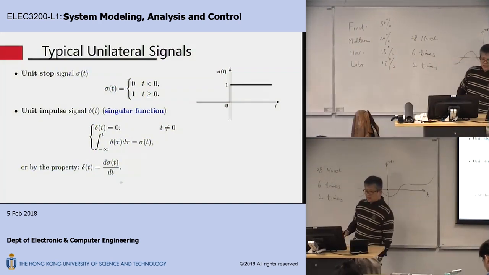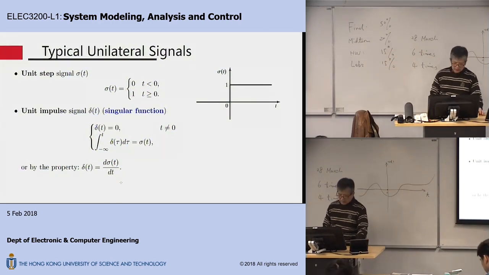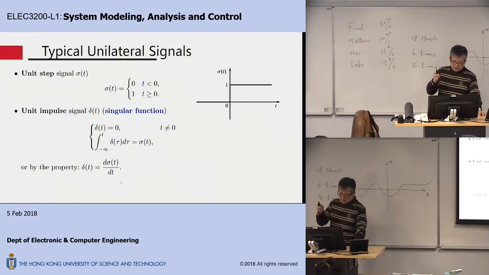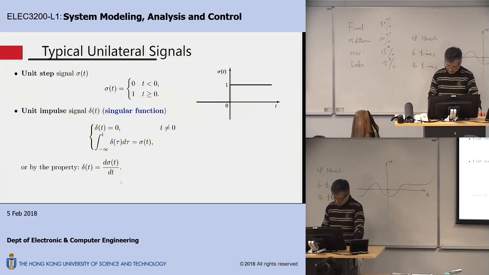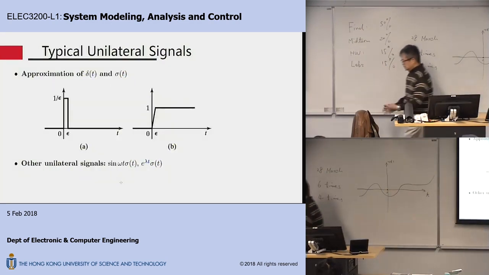So now you see that this definition of the unit impulse signal is kind of abstract, right? It is not defined as a usual function, where we define the value at each time. It is defined in terms of this differentiation or integration. But we can also use some kind of approximate argument.